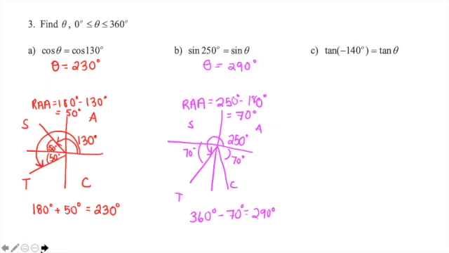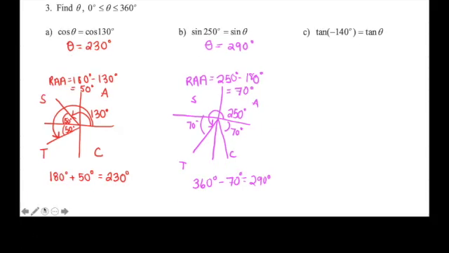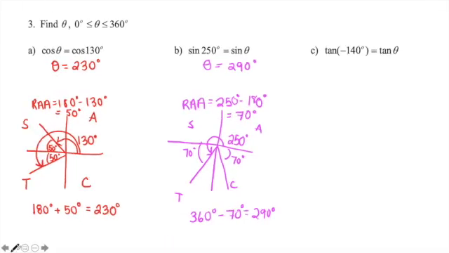This last one, same thing. You just have a negative angle. Doesn't change anything though. So draw your negative 140 degrees here.